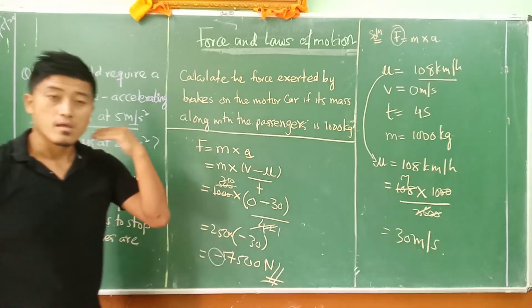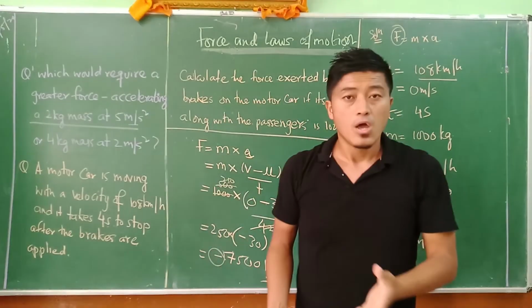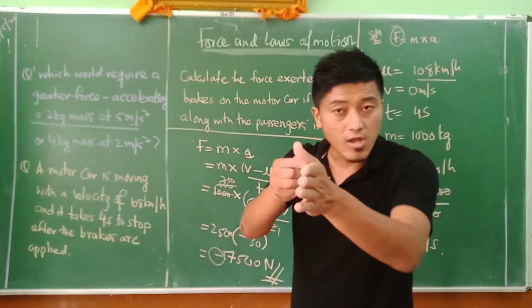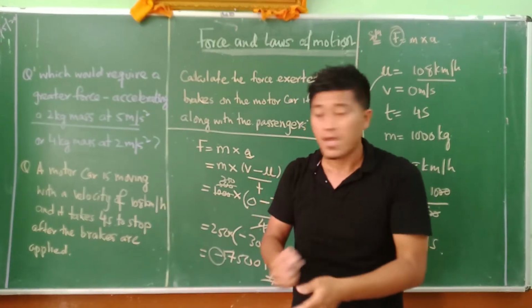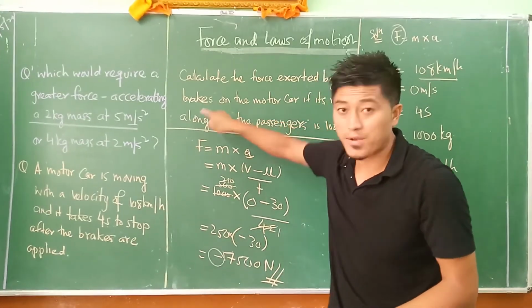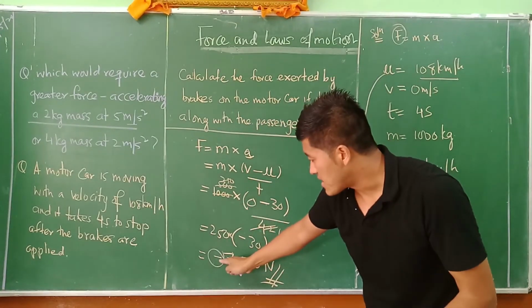That means you will have to understand the question. In this case, a motor car is moving at a very high velocity and suddenly the brakes were applied. And what is happening to that motor car? Because of the application of the brakes, his answer is negative.